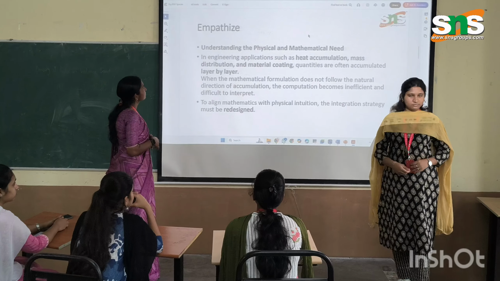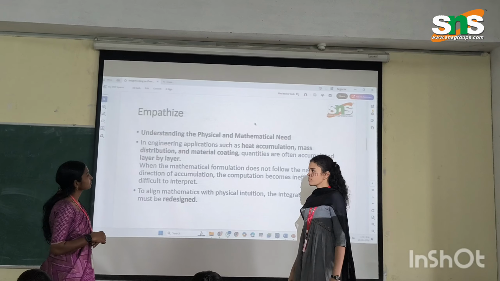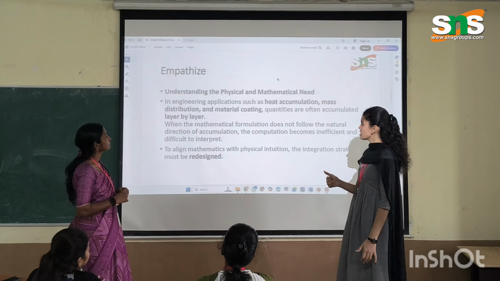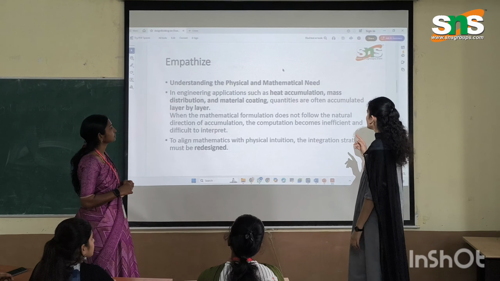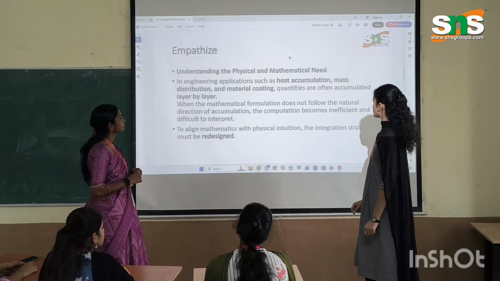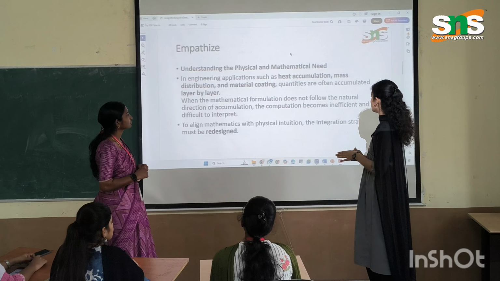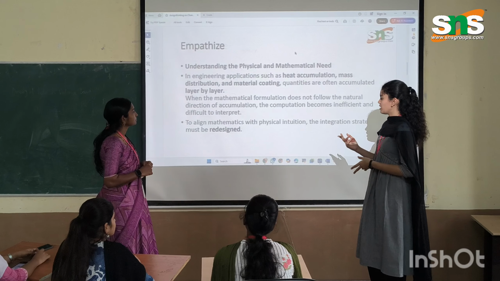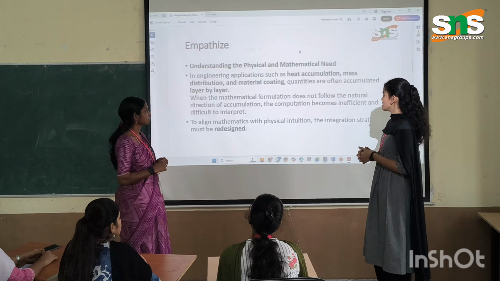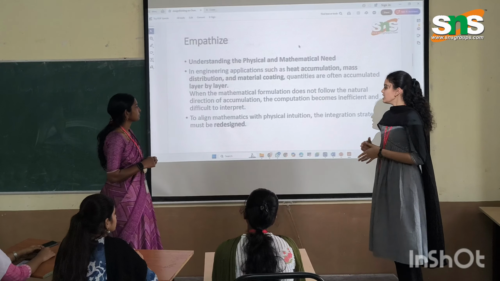Next. Empathize. The next one is empathize. Understanding the physical and mathematical aspects in engineering applications such as heat accumulation, mass distribution, and material loading. Quantities are often accumulated layer by layer. When the mathematical formulation does not follow the natural direction of accumulation, the computation becomes inefficient and difficult to interpret. To align mathematics with physics intuition, the integration strategy must be redesigned.